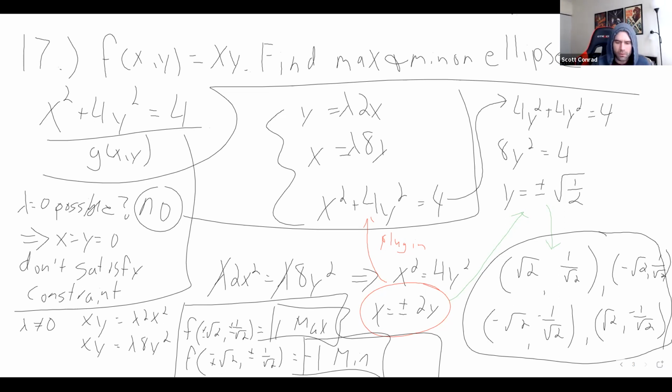Sorry, kind of hard to see what it's saying here. F of, so I have the plus minus. So that is just sort of shorthand for saying root 2, 1 over root 2, and then negative root 2, negative 1 over root 2. And then the other one I have negative plus and then plus minus. That means they have opposite signs. But yeah, that's where I got the 1 and then the negative 1.